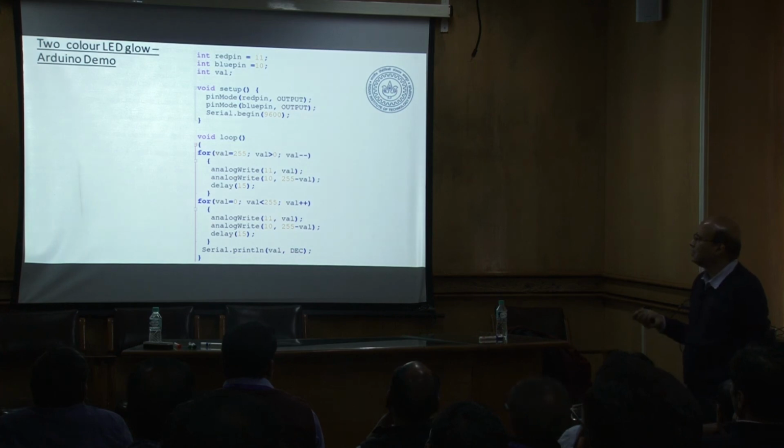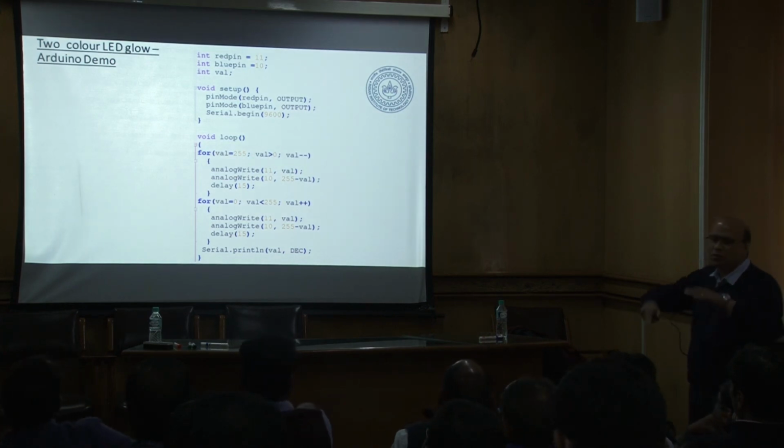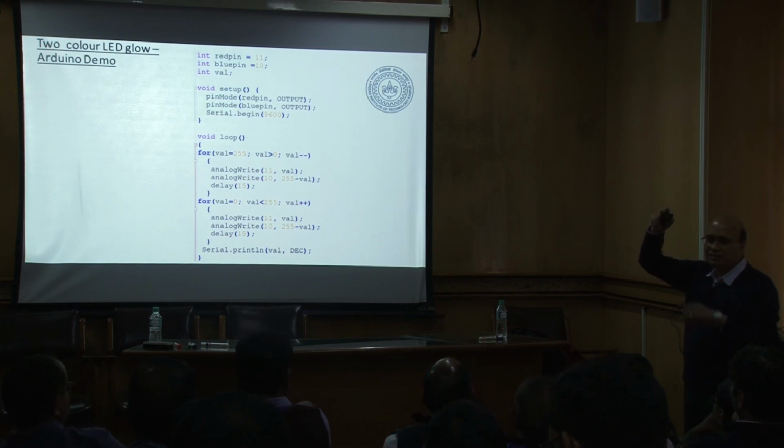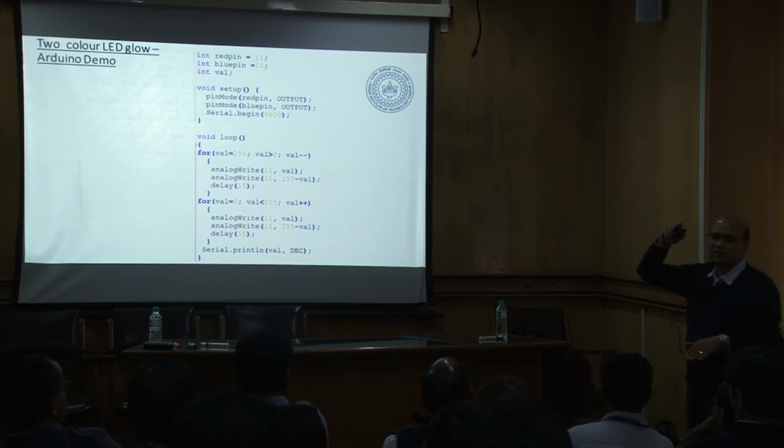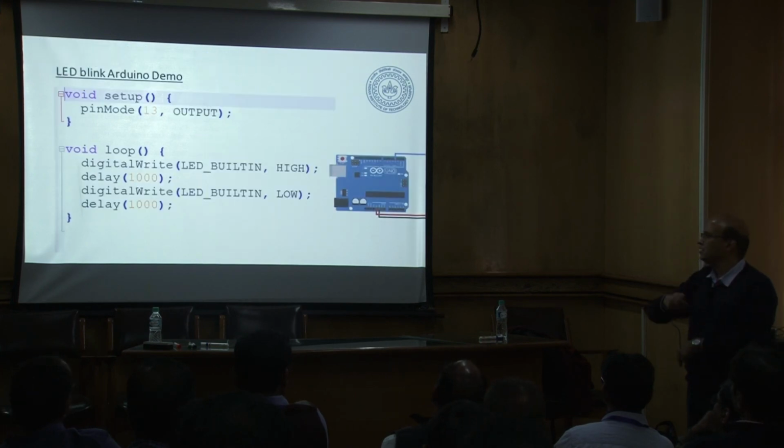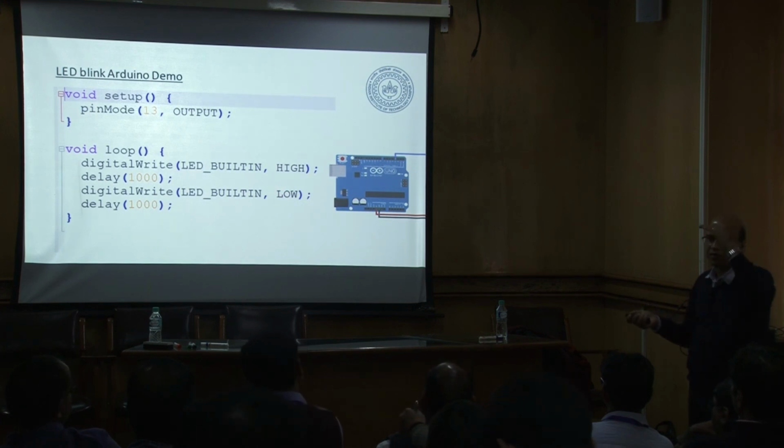This is another one, which is blinking two LEDs now. One will go up slowly, the light intensity. The other one will come down slowly. So we have two LEDs now. In the previous case, it was just 5 volts on and 0 volts off. So it will come full power and it will go off.